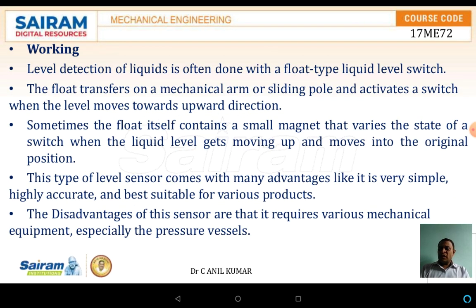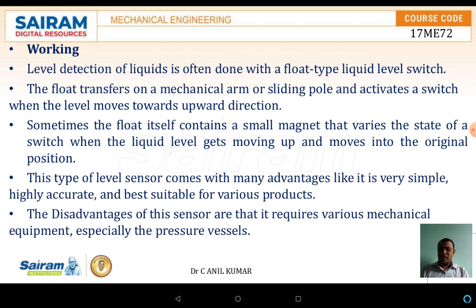Level detection of the liquid is often done with the help of float type liquid level switches. The float transfers motion to a mechanical arm, or it slides over the active switch when the level moves upward. At a particular point, a small magnet changes the state of the switch when the liquid level moves up, and it moves back to the original position.